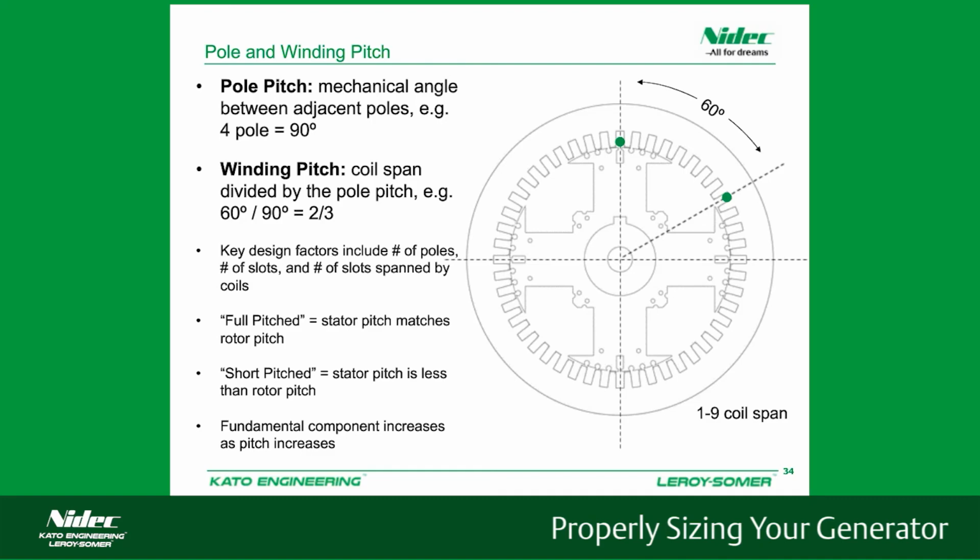Key factors for this are the number of poles that we have and the number of slots spanned by the coil. A full pitch means that the coil spans the full length of the two poles, so in this case would be 90 degrees. Short pitched is anything less than that, and as we decrease that pitch, we impact certain harmonics, but we also decrease the output voltage.